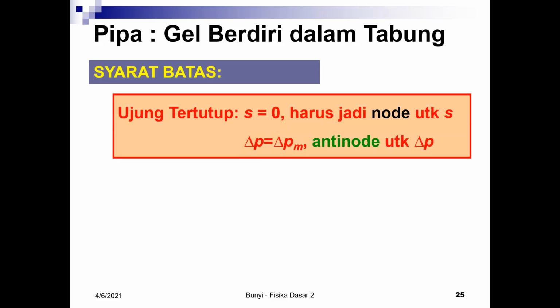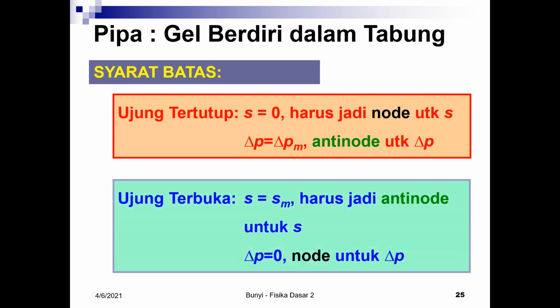Oke, di sini kita belajar tentang pipa, yaitu belajar tentang gelombang berdiri dalam udara. Ada syarat batas yang disebut boundary condition. Ada ujung tertutup, ada ujung terbuka. Kalau ujung tertutup, S-nya harus 0, sedangkan delta P berharga maksimum atau anti-node.